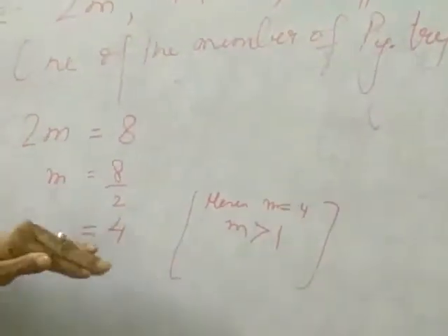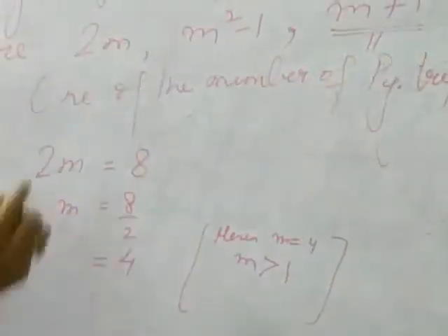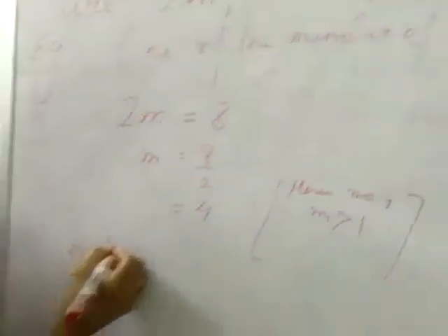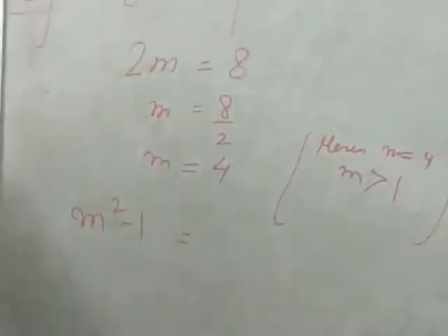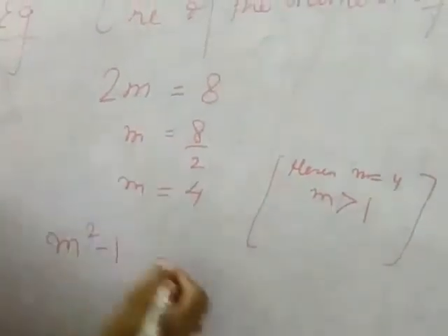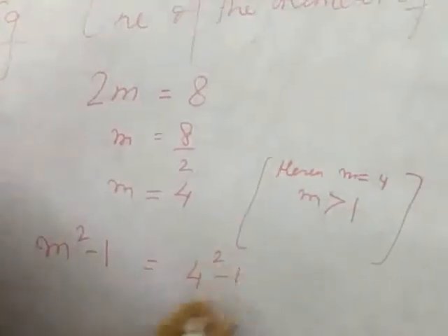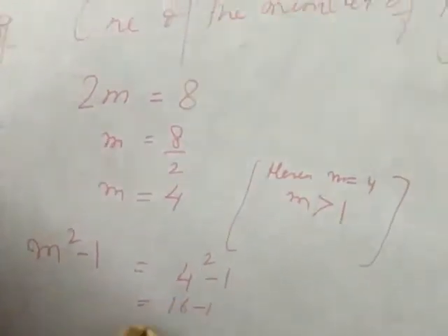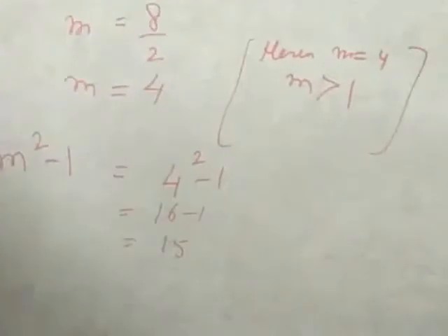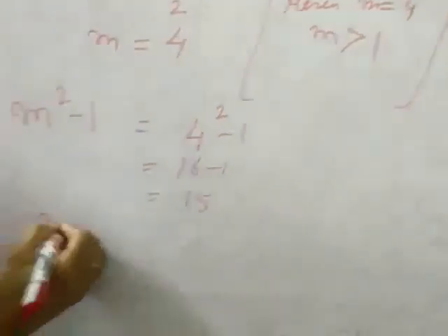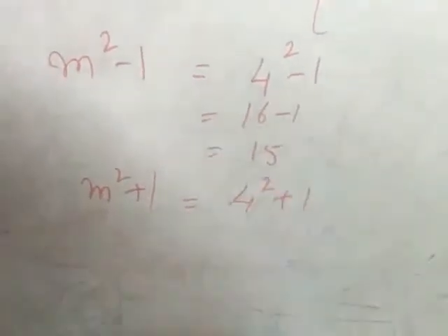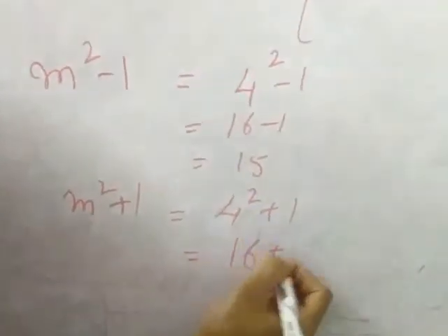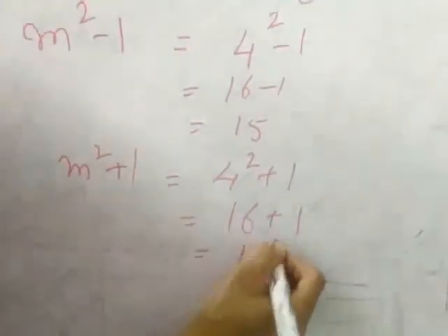The value of m has come. So I am going to put the value of m in the other 2 cases. What was my second case? That was m square minus 1. m you have already calculated that m is 4. So m square means 4 square minus 1. That is 16 minus 1 and that's equal to 15. The third one is m square plus 1, that's equal to 4 square plus 1, that's equal to 16 plus 1 and that's equal to 17.